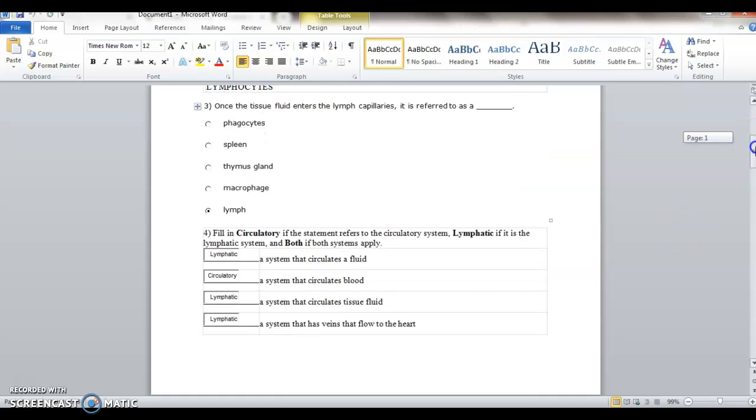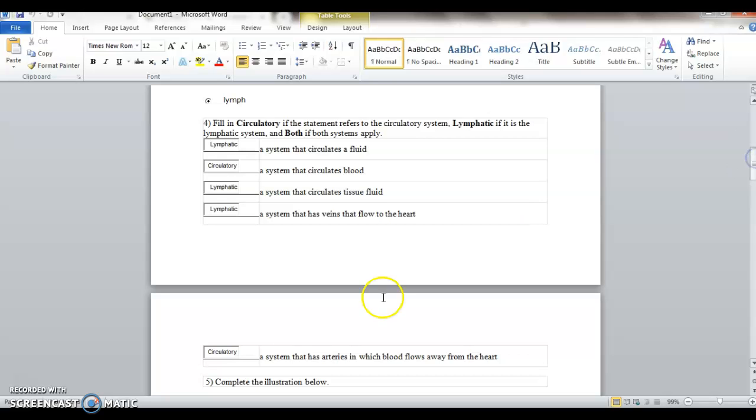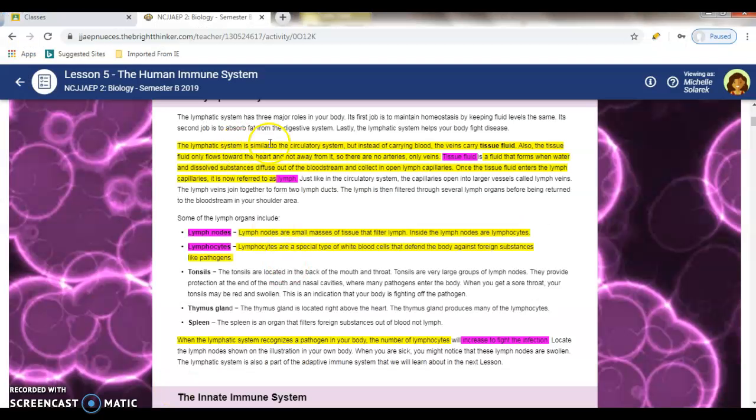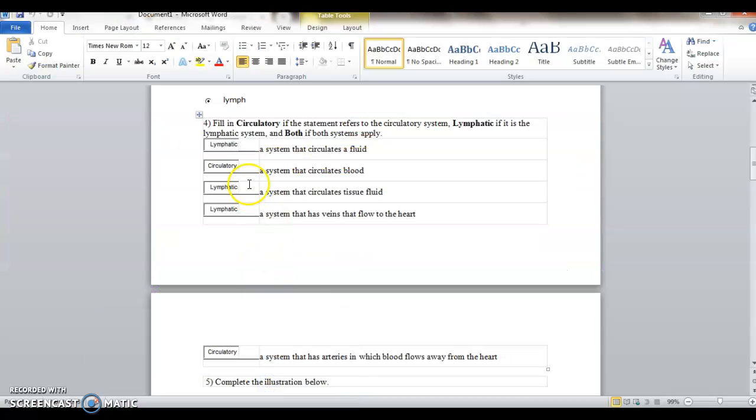And then question 4 is a little bit tricky because it talks about this in the beginning, where we go back to the lymphatic system and the circulatory system. It's kind of jumbled up, so I broke it down already. The first one, a system that circulates a fluid, that's lymphatic. Actually, that's both. Let me correct that. Sorry. That's both. So a system that circulates fluid is both the circulatory and lymphatic. Lymphatic circulates lymphatic fluids like tissue fluids, and circulatory filters blood.